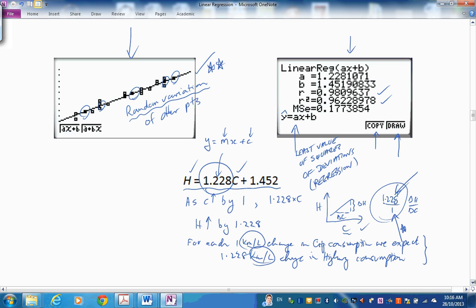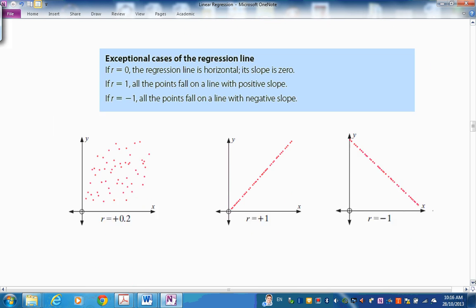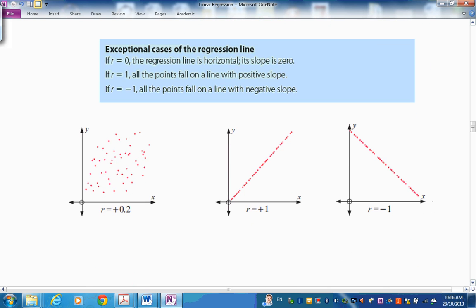How are you going? What about coming down and having a look at some further developments here? Exceptional case of the regression line. If R is naught, the regression line is horizontal, its slope is 0. I don't think there would be a regression line, would there? Here R is 0.2. R is 0 would be just perfectly flat. Why would you put a line through it? It doesn't predict anything. There is no linear relationship there, no association.